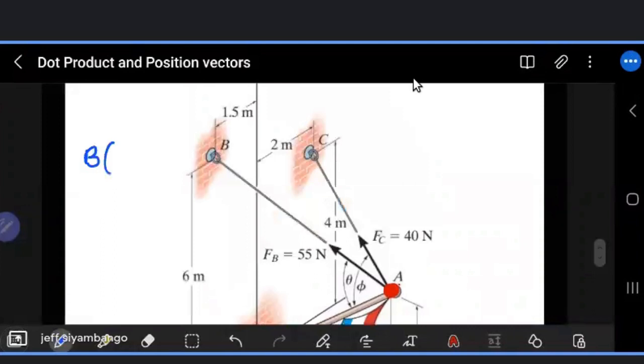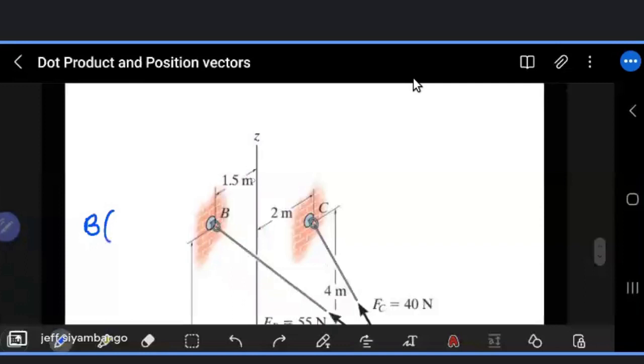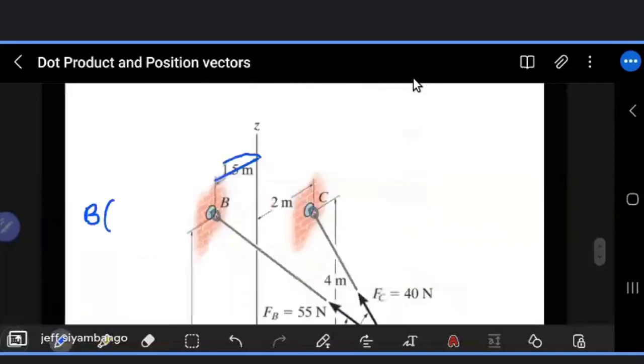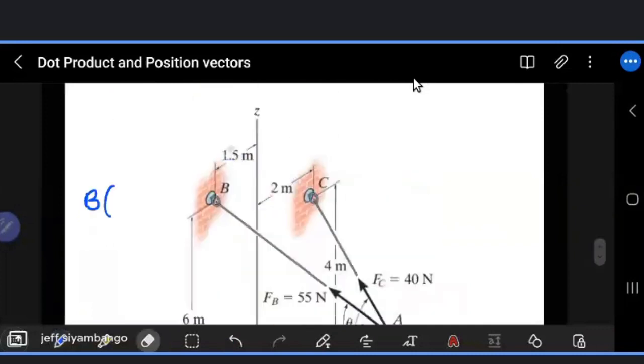We see that it's literally just this one. So in the X, it's coming up to somewhere here. And based on this, in the X, you have to go 1.5 meters. And that is in the positive X, so that is 1.5 meters in the positive X.